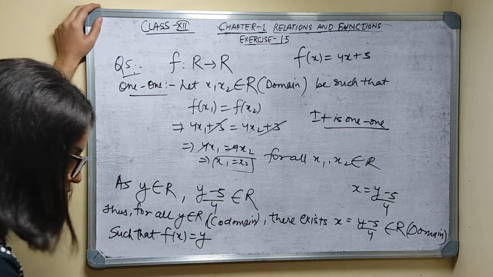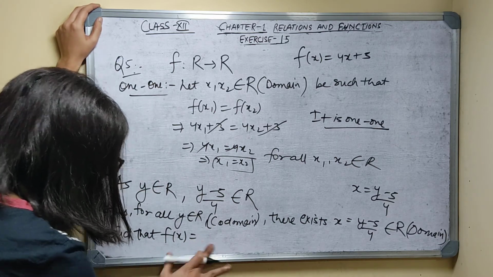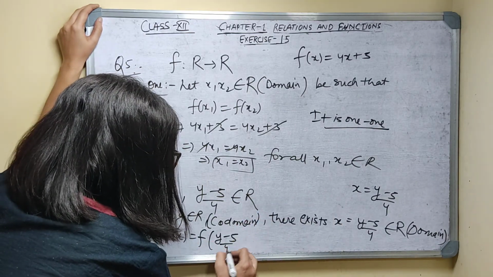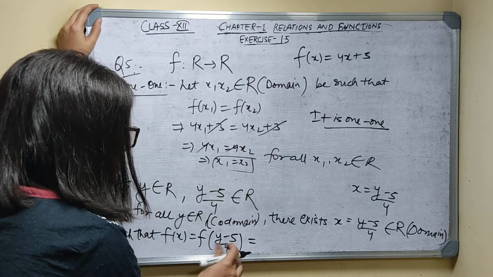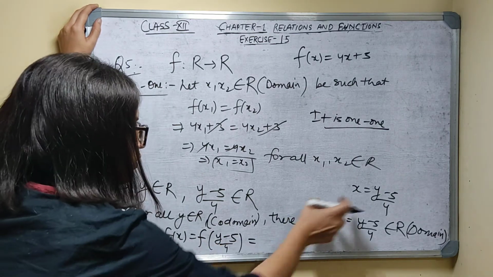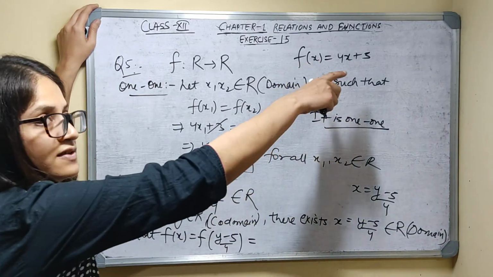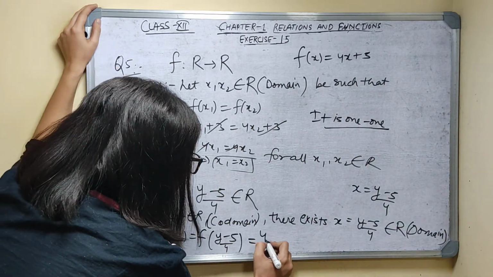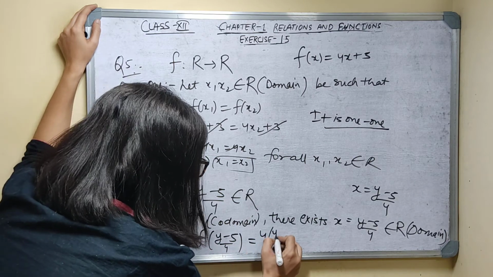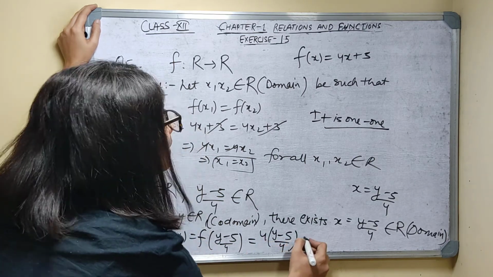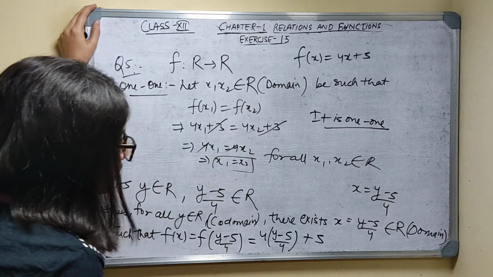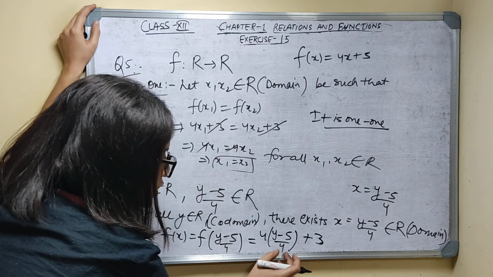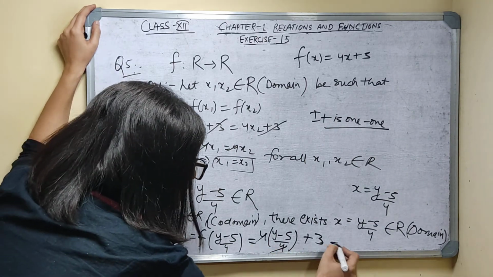Such that f of x is equal to what? f of x is equal to f of (y minus 5)/4, x is equal to (y minus 5)/4. And you know f of x is equal to 4x plus 5. So f of (y minus 5)/4 will be what? 4, at the place of x, I have to write (y minus 5)/4, plus 5. At the place of x, I am substituting (y minus 5)/4. 4 cancels. So we'll get what?